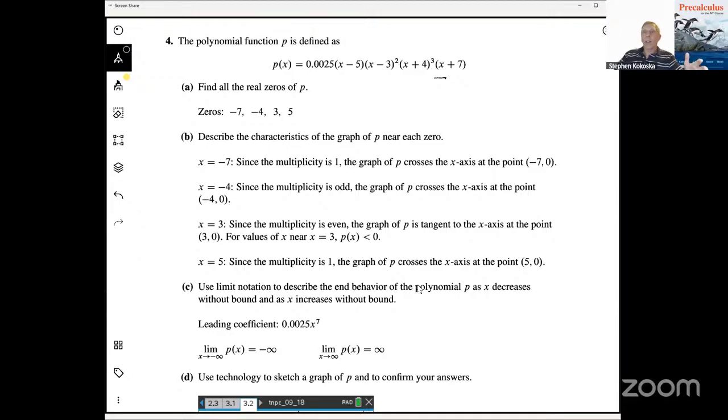And by the way, another question here is to ask about, well, is it positive to the left or positive to the right as it crosses? And how would you figure that out? We'll leave that as sort of an open question for now.